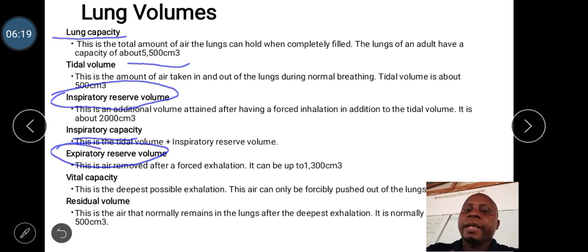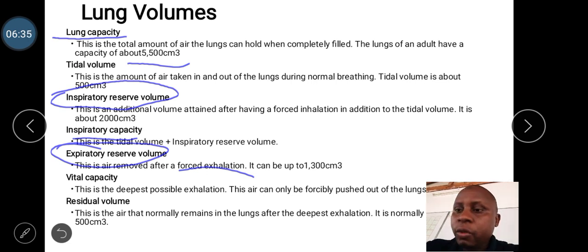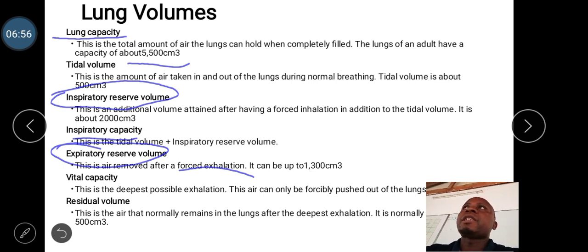Now, expiratory means exhaled. This is air removed after forced exhalation. If I tell you breathe out, and then I tell you breathe out again. So the maximum of that air that we normally exhale after a forced exhalation is what we call expiratory reserve volume. Just like inspiratory reserve volume, the amount of air in addition to the tidal volume after a forced inhalation. Okay? Expiratory reserve volume is that amount of air removed after a forced exhalation.